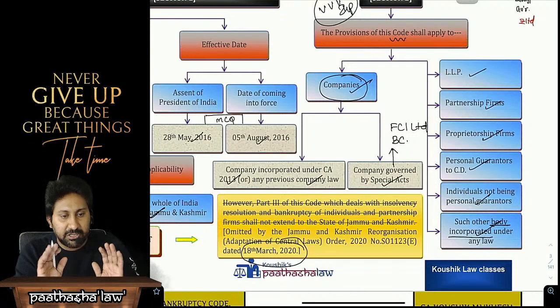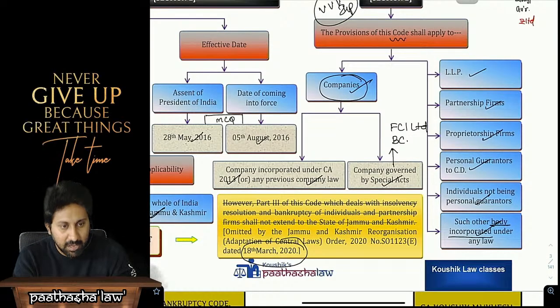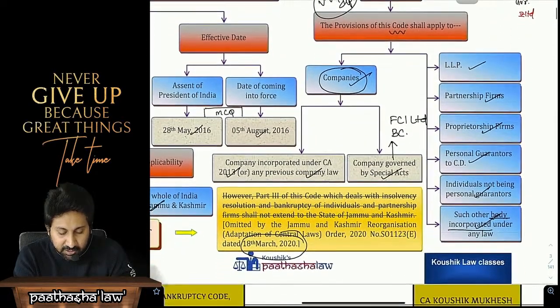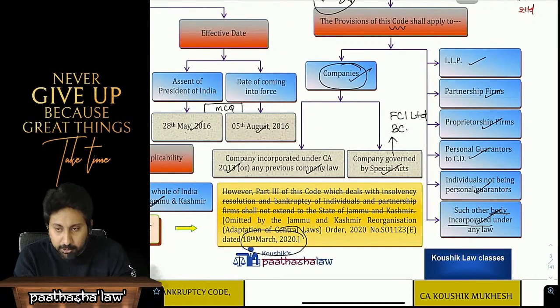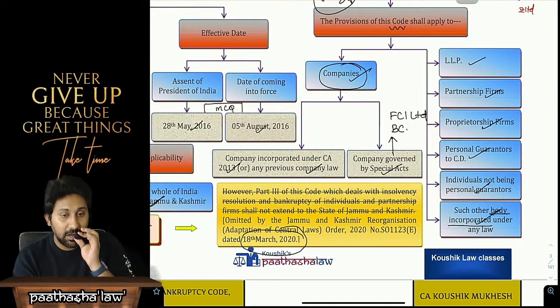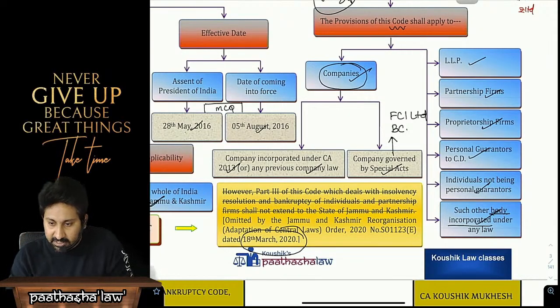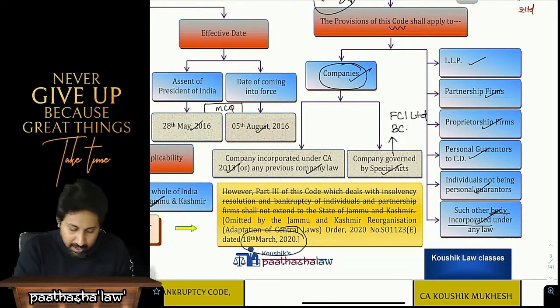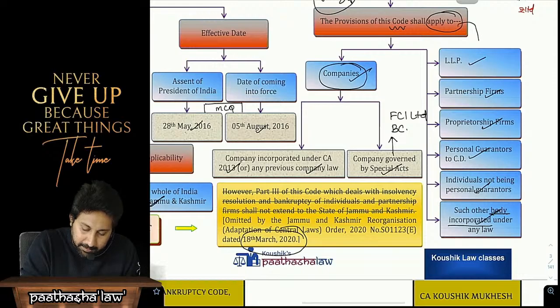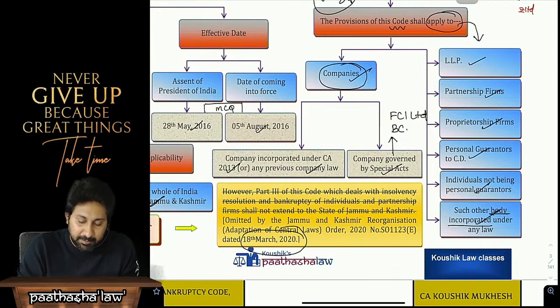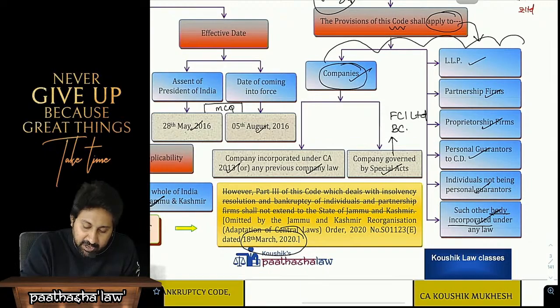What is the examination issue that we need to remember in this area? When it comes to the applicability of the provisions of the code, first, it is applicable to companies, LLP, partnership, proprietorship, personal guarantors to the corporate debtor, individuals not being personal guarantors, such other body corporate. He has given the list of persons to whom this act applies. Now my question, everyone please participate and answer. What do you mean by the provisions of this code apply to these people? Whoever are covered here, will they be creditors or debtors or both?